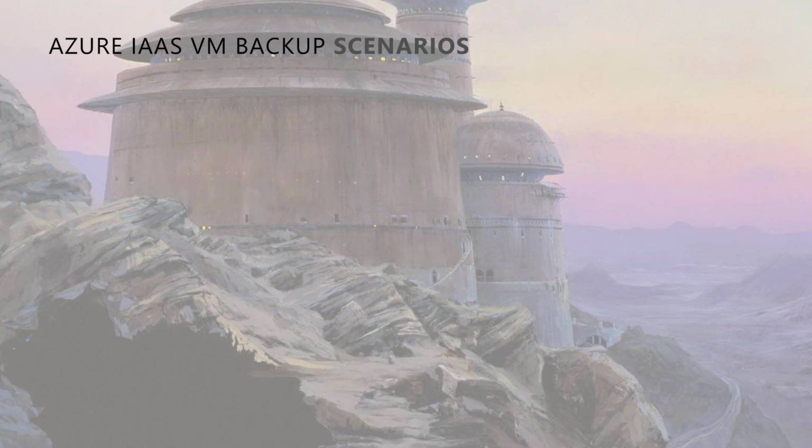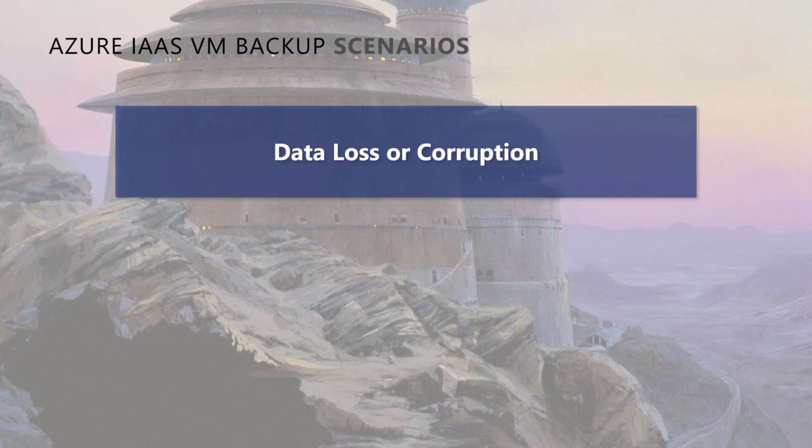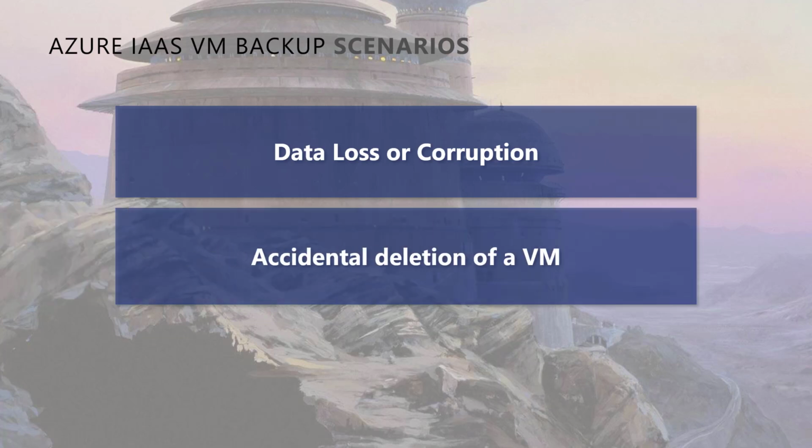There are different scenarios where you could use Azure IaaS VM backup. First of all, in case of data loss or corruption, where you can use Azure Backup to do an instant file restore. The second one is the accidental deletion of an Azure VM. Hopefully that doesn't happen a lot with your production VMs, but it could happen. And if that's the case, you could use Azure Backup to do a complete VM restore.